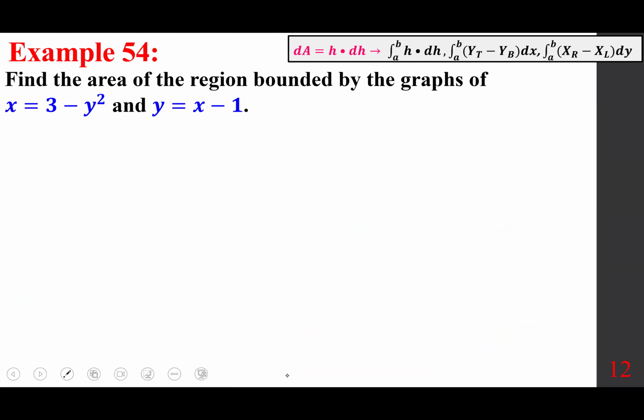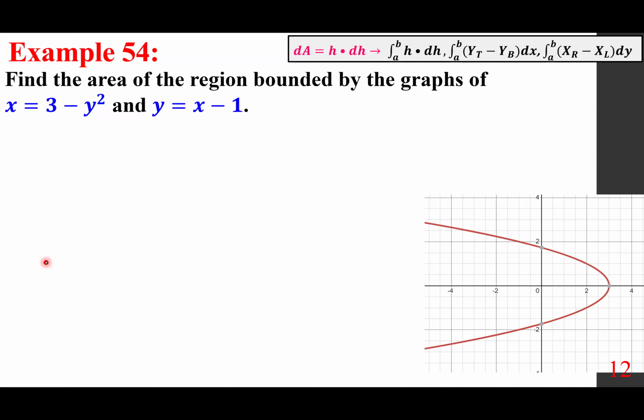All right, so what do we want to do here? We want to find the area of the region bounded by the graphs of x equals 3 minus y squared and y equals x minus 1. Y equals x minus 1 is a line. You come up with a couple of pairs. This is a parabola, and minus y squared means it opens to the left. And I'm going to assume everybody knows this graph.